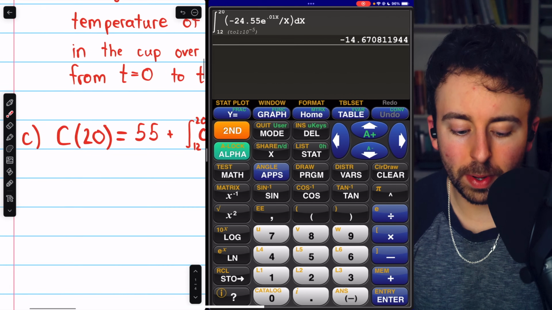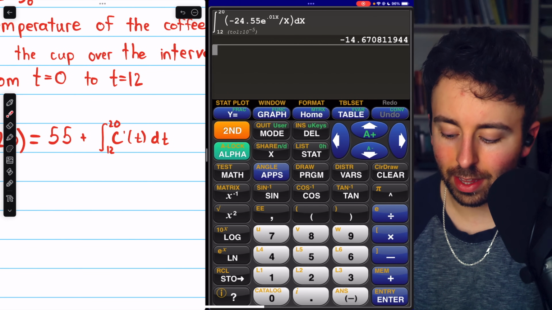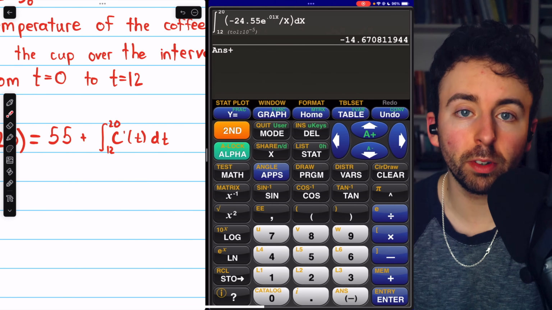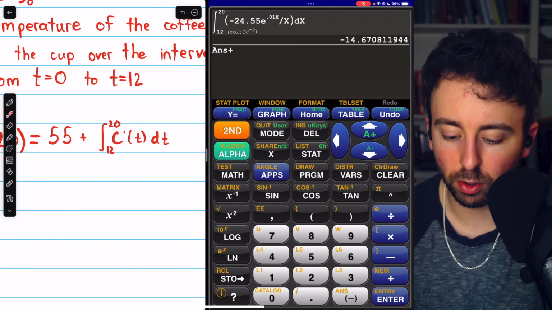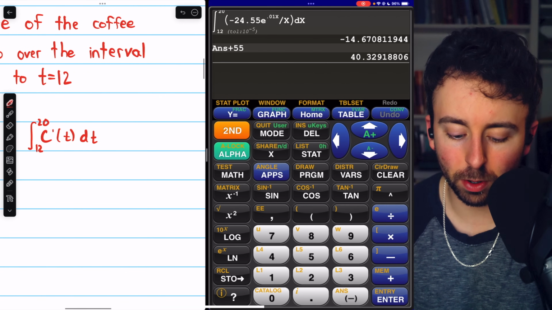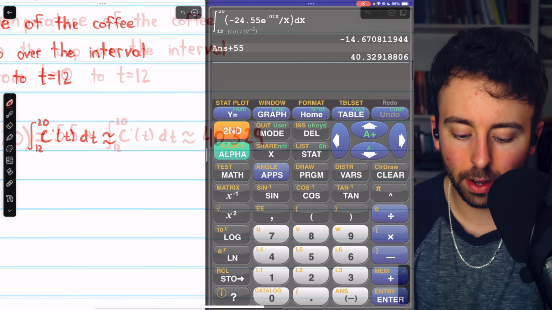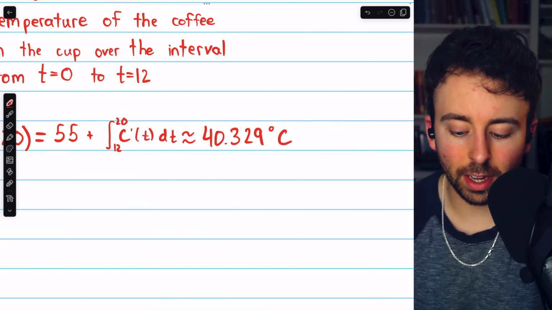14.671. But of course, coming down to part C, we know that we also have to add 55 to this. That was the initial temperature, so to speak, at time t equals 12, which is where we started the integral. So adding 55, we get our answer of about 40.329, and that is in degrees Celsius.